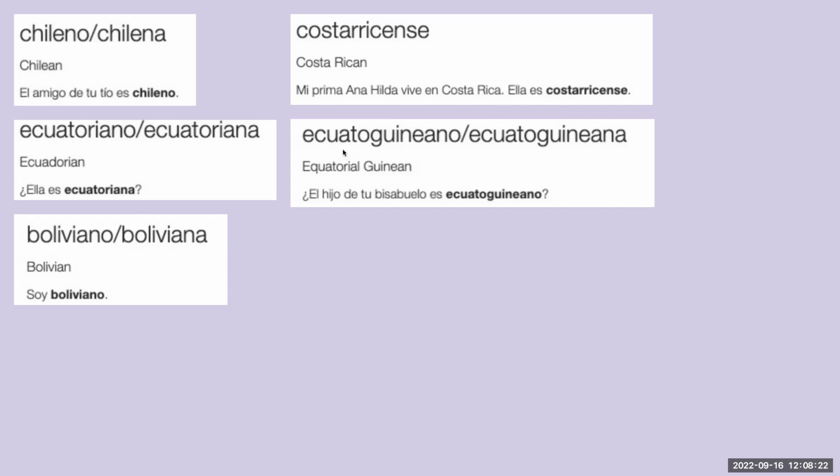Okay, this one is a little difficult. Ecuatoguineano is a man from Equatorial Guinea. Ecuatoguineana would be a woman from Equatorial Guinea. El hijo de tu bisabuelo es ecuatoguineano. So the son of your great grandfather is, asking the question, is he from Equatorial Guinea? Equatorial Guinea is actually on the west coast of Africa, but they speak Spanish.